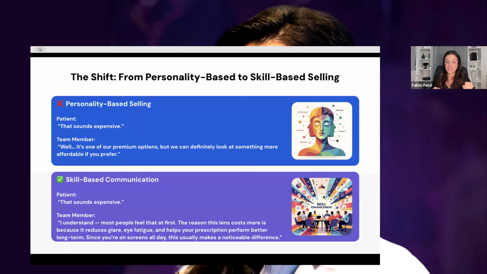So skill-based communication, these are skills that will be taught. When the patient says, that sounds expensive, the team member will say, I understand that most people feel that at first. The reason is this lens costs more because it reduces glare, eye fatigue, and helps your prescription perform better long term. Since you're on screens all day, this usually makes a noticeable difference for you. And then after, you should follow through with the ask. Would you like me to go through this with you? Or would you like to add on this package to your glasses? You have to ask. Do you see the difference in the two responses?